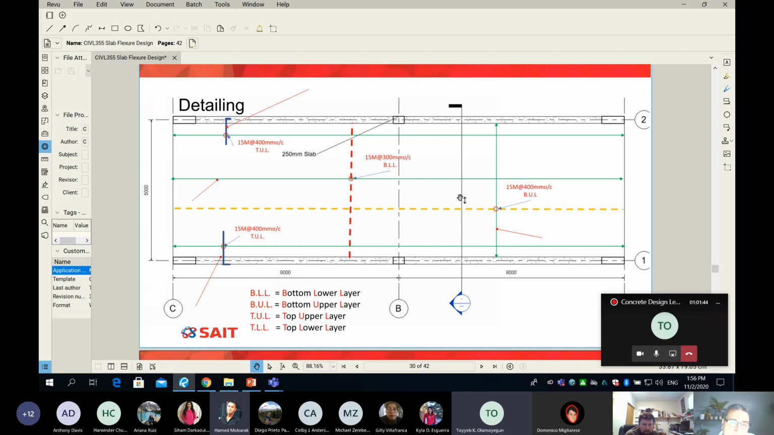Exactly. Yellow one, I think the yellow one will be in the bottom. Yeah. Both of them, they are at the bottom of the slab. But yeah, one will be lower layer, and the other one will go upper layer. Okay?